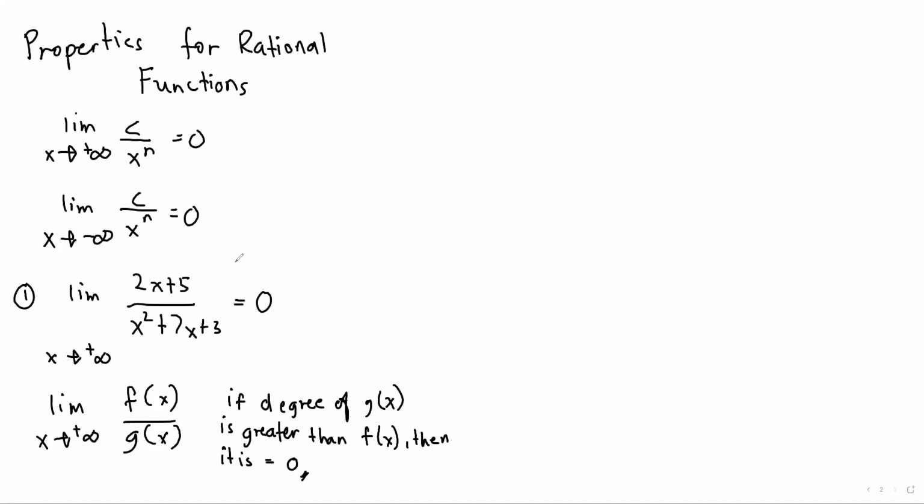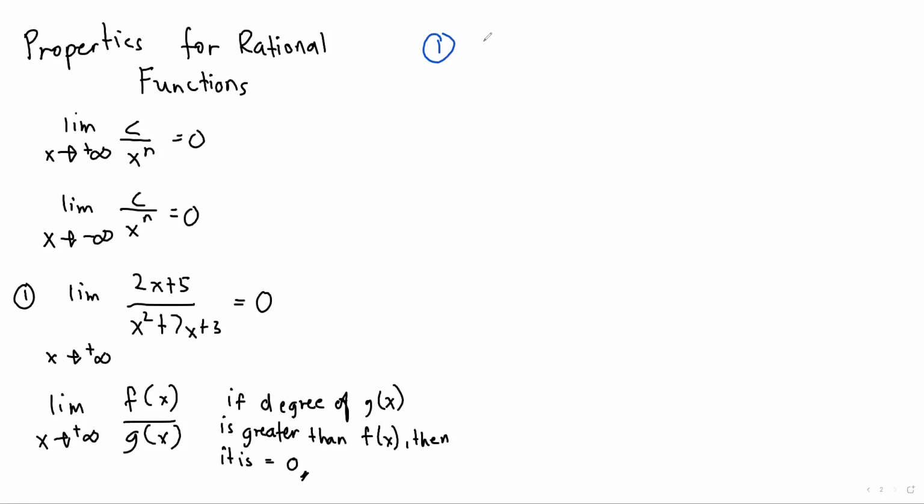Okay? So, ayan. Meron tayo itong mga properties na to, let's say, consider natin itong mga properties na to. Ayan, constant yung properties na yan. So, let's try to solve the limit of 2x plus 5 over x squared plus 7x plus 3. Paano natin nasabi na equal to 0 siya? Okay? So ito yung explanation.